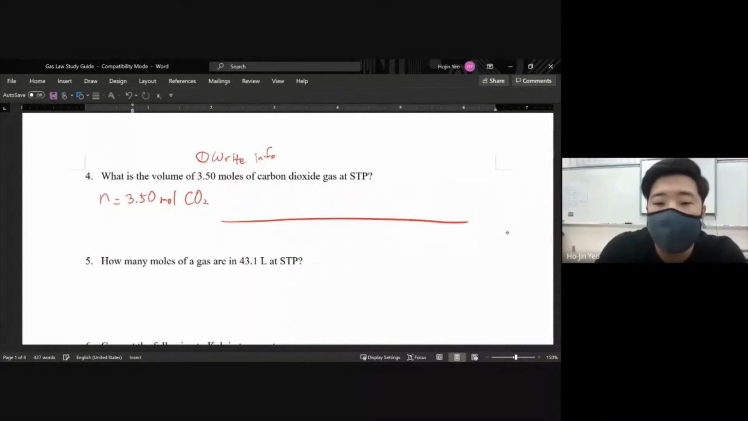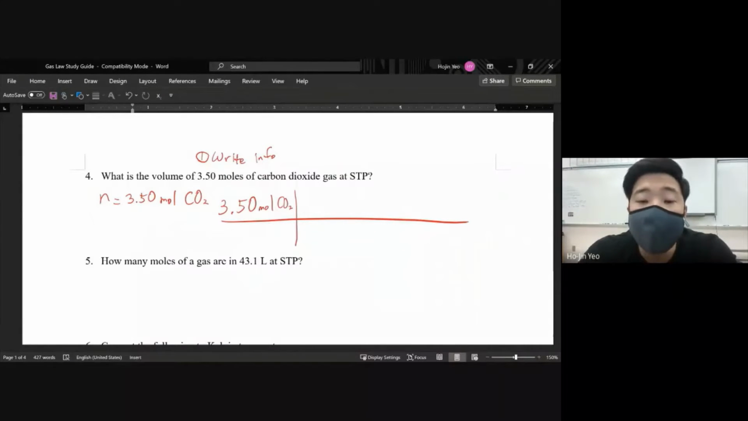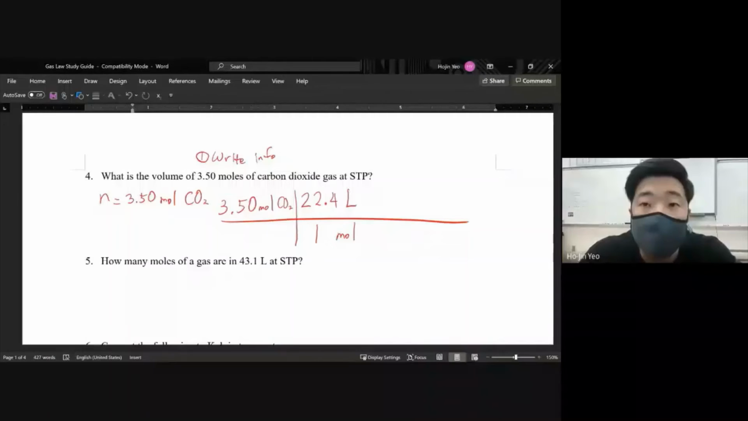So I'm going to use the train track system or the rail system, whatever you call it, and make sure that the first thing is the question or the given information. Next, the unit that you want to get rid of has to be on the bottom. So in this case, we will have mole on the bottom and liter on the top, since we're looking for the volume. Now remember, our volume for STP is 22.4, and that will always equal 1 mole.